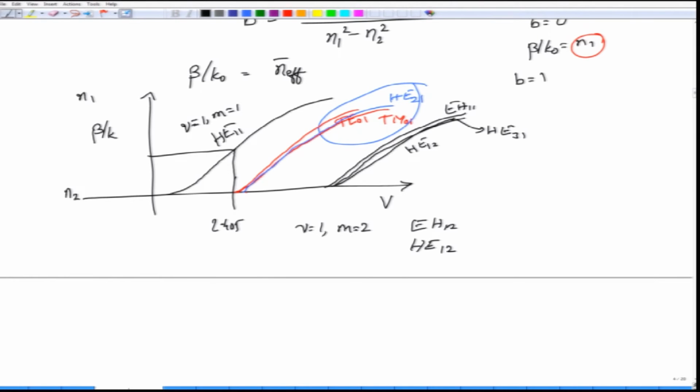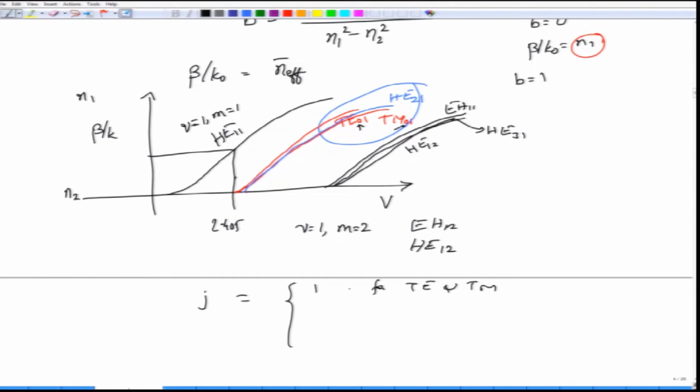Since the first index is always equal to 0, I can write down a new parameter called j, which I will define as 1 for TE and TM modes. You see that TE01 and TM01 are actually having 0 all the time, but I am defining that as j equal to 1.